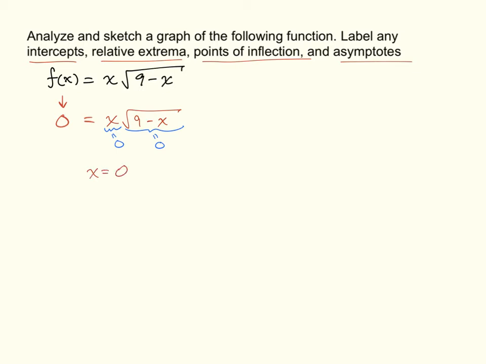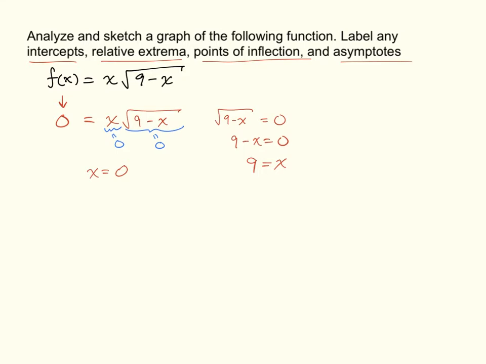That's easy enough. And with the second factor, you get the square root of 9 minus x equals 0. And if you square both sides, you get 9 minus x equals 0. And if you add x to both sides, you get x equals 9.